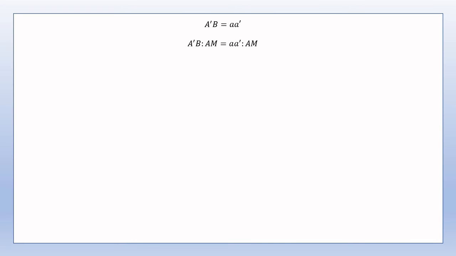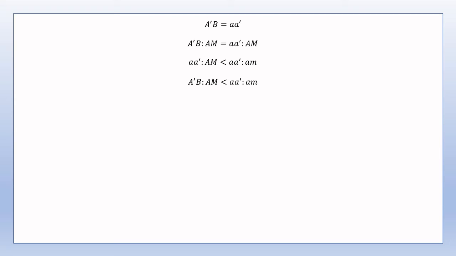And since AM is greater than am, then by Euclid 5.8, aa' to AM is less than aa' to am. Therefore, by Euclid 5.13, A'B to AM is less than aa' to am.